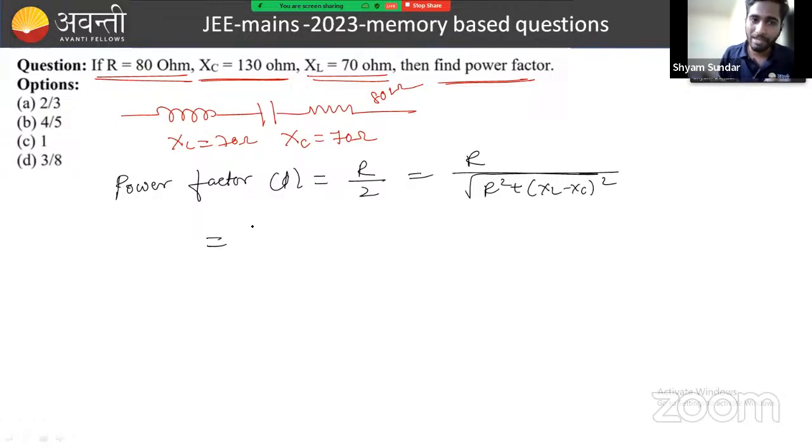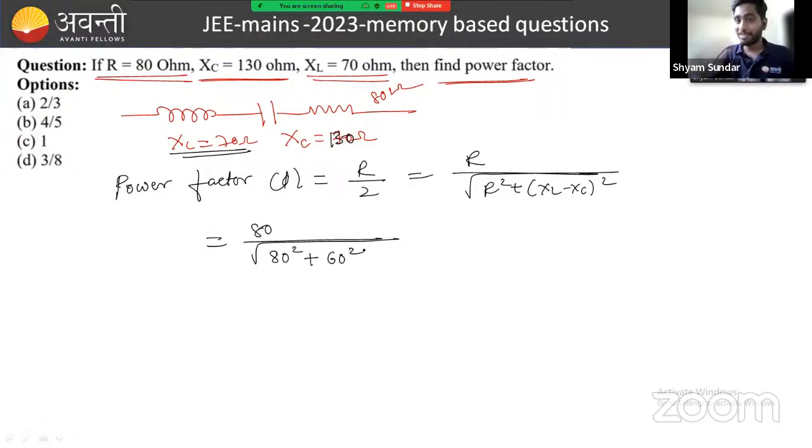Okay, R is nothing but 80 ohm divided by under root of R square, that is 80 square plus XL minus XC. Look here, XL is 70, XC is 130, right? XL minus XC means 70 minus 130. It will give minus 60, whole square. No problem, it will become 60 square only. Correct now? Minus also will become plus when it is squared.